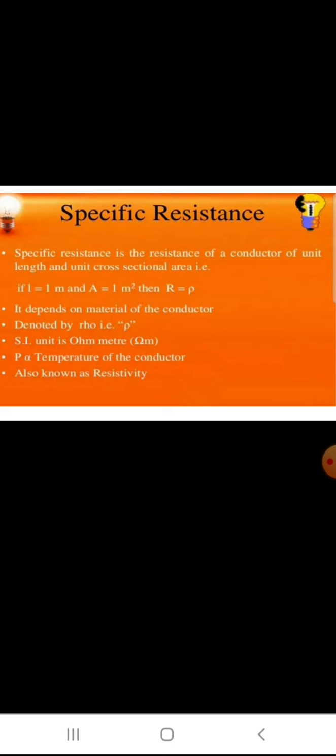Specific resistance is the resistance of a conductor of unit length and unit cross-sectional area. It depends on the material of the conductor and is denoted by ρ. Its SI unit is ohm meter. ρ depends on the temperature of the conductor and is also known as resistivity.